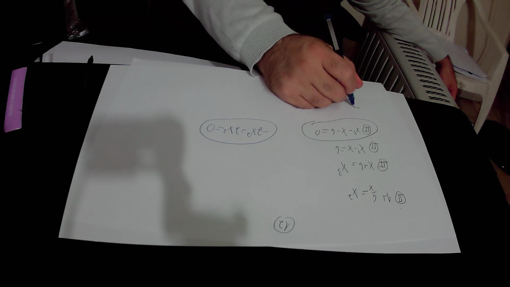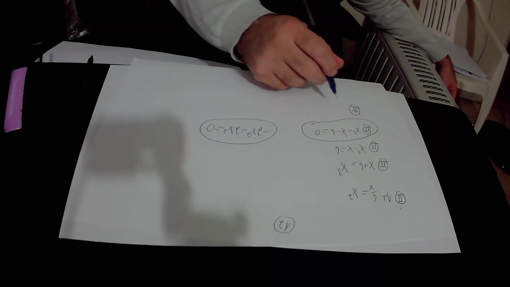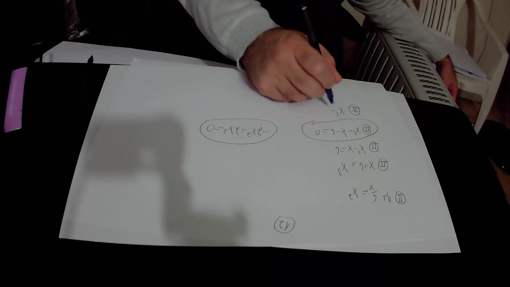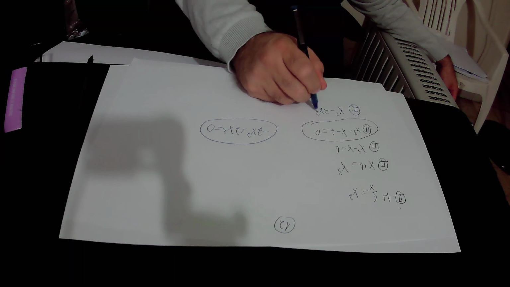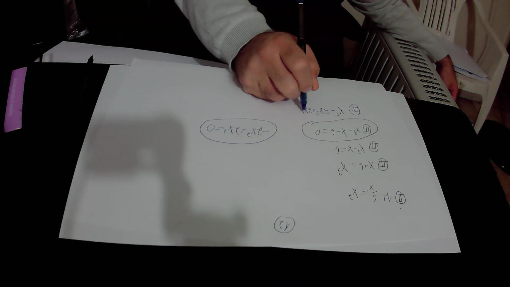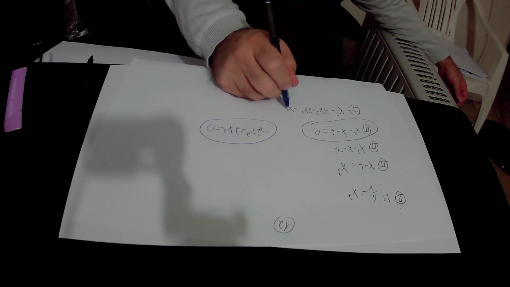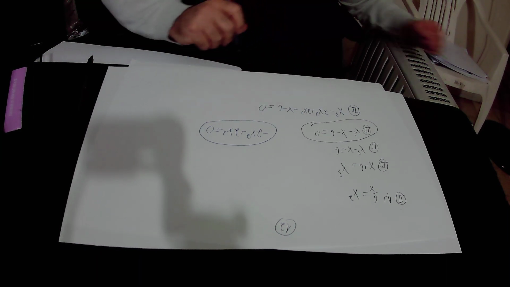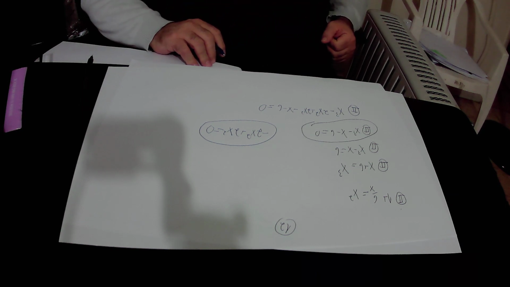So we will add minus 2x squared plus 2x squared to equation number 2, and we will get that x cubed minus 2x squared plus 2x squared minus x minus 6 equals 0. Okay?